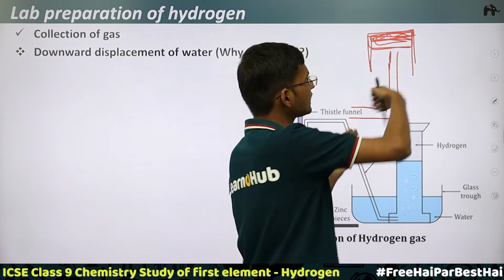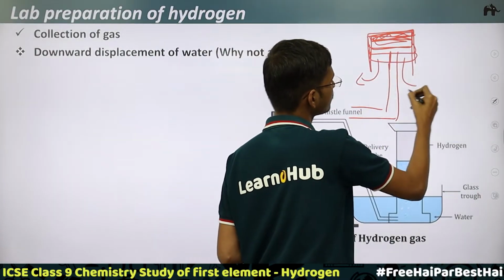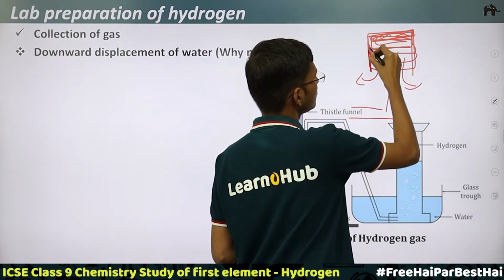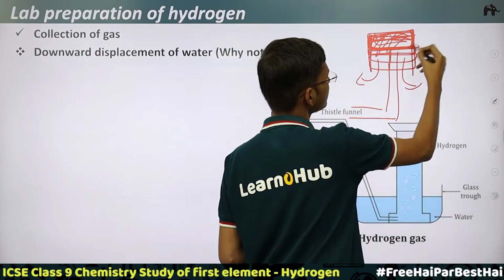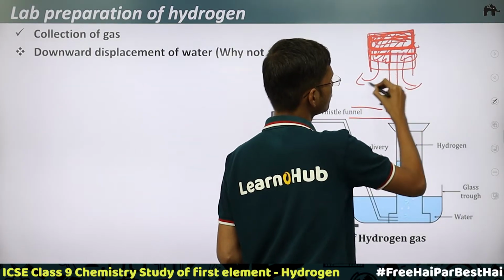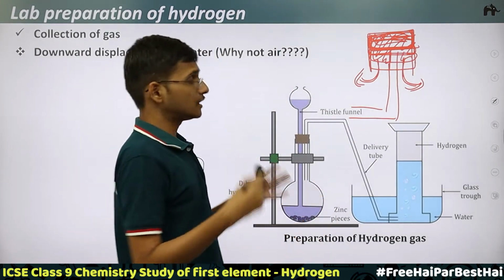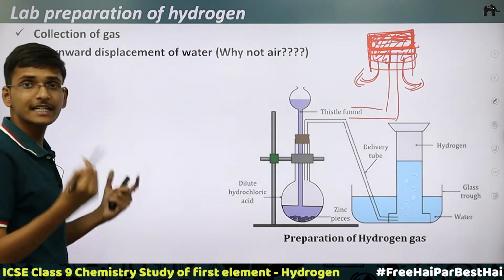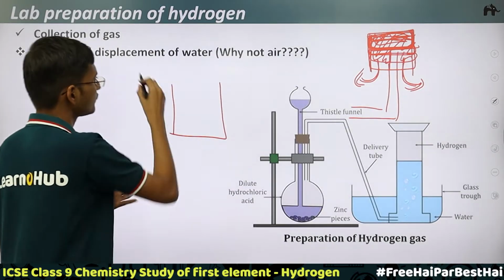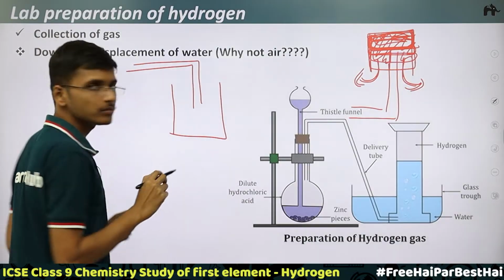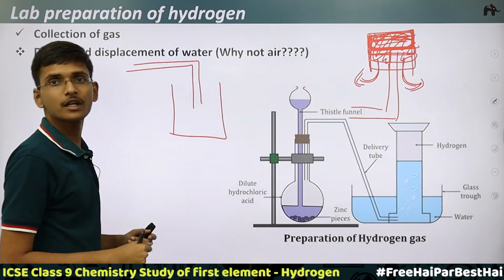And since more and more gas would come, it would push the air outside slowly and gradually. More gas coming means the gas's volume would increase, and it would push the air outside. So this is called downward displacement of air. Now suppose the gas we are collecting is heavier than the air. Then we would place the delivery tube and keep the gas jar straight, not inverted. Now what would happen?